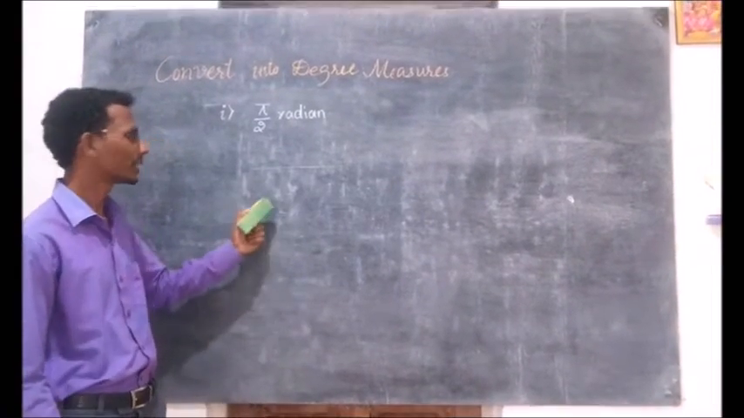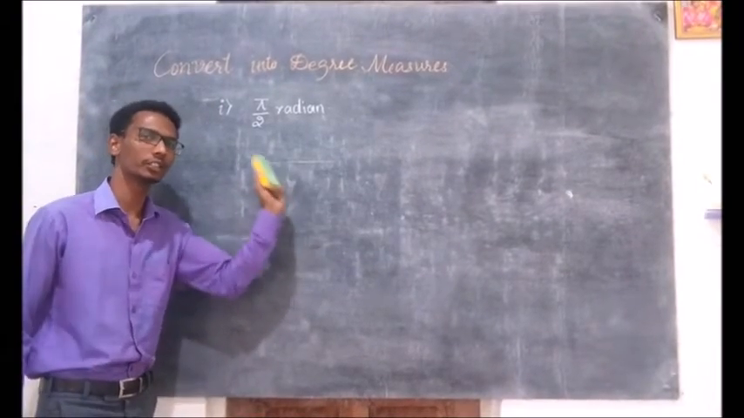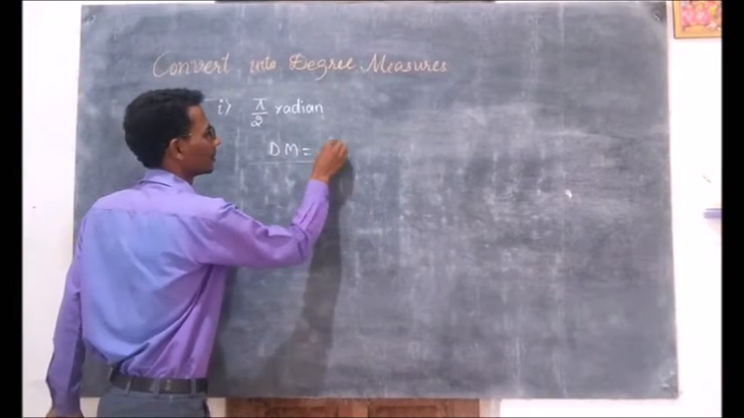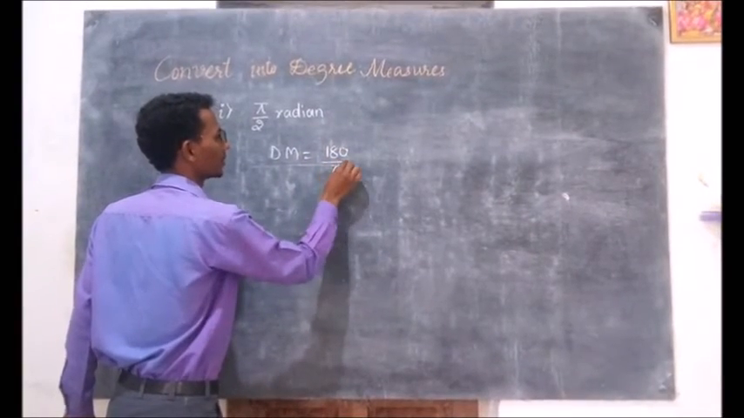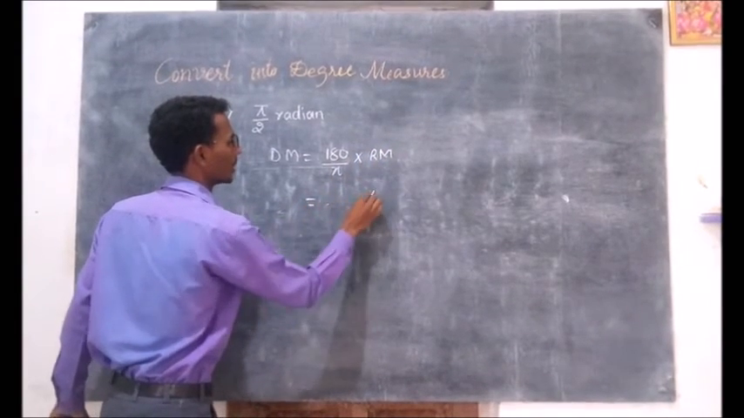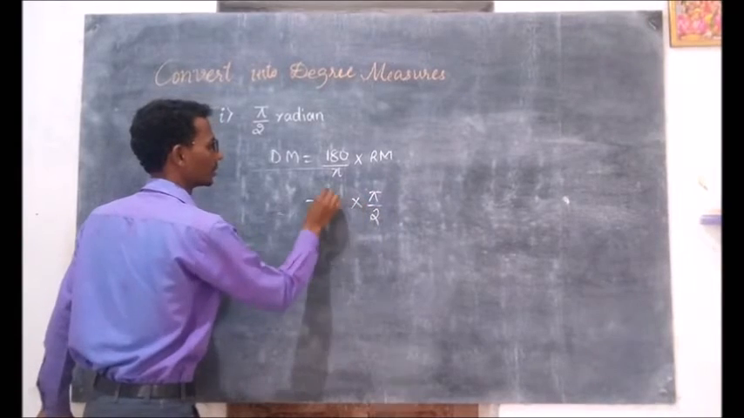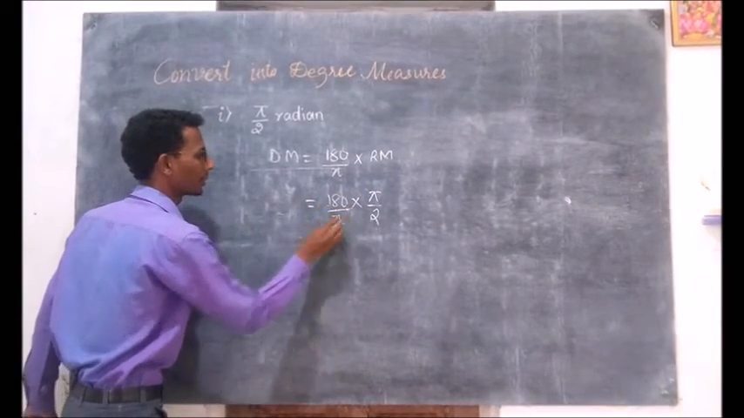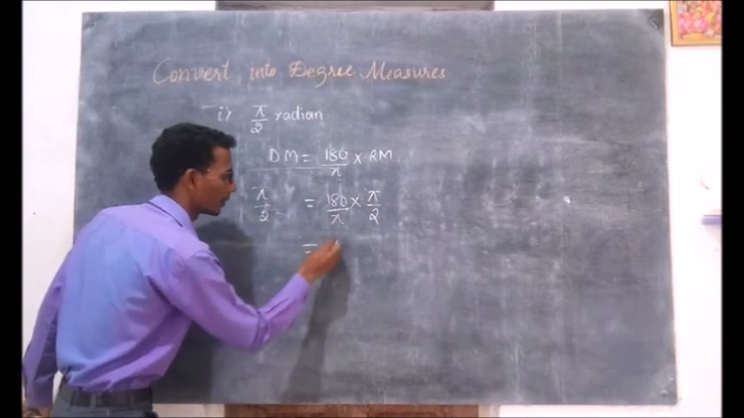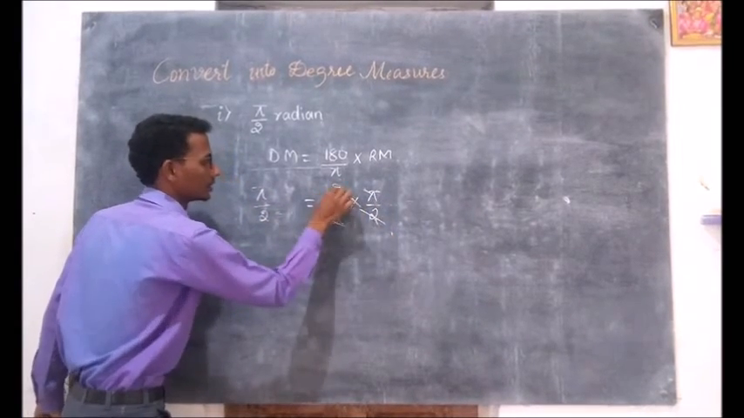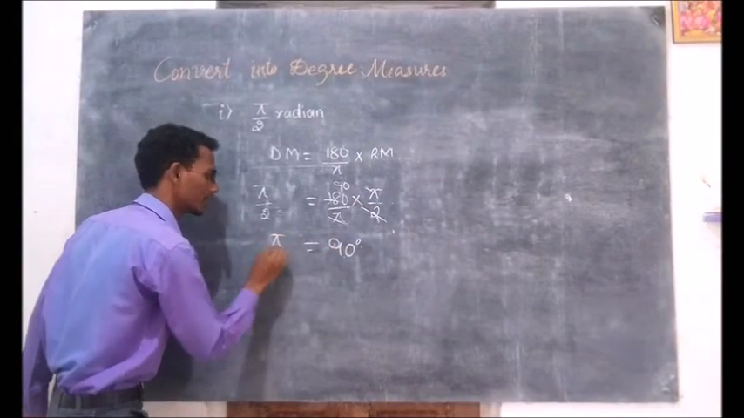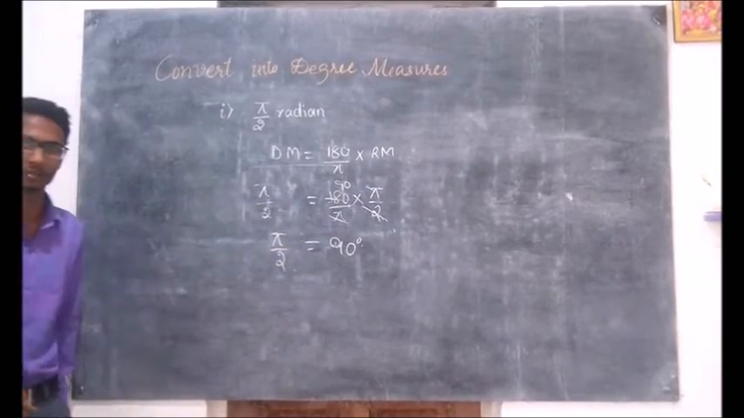When we have been given pi by 2 radians and want to convert this radian into degree measure, we use the formula: degree measure is obtained by multiplying the given radian measure with 180 by pi. So if we multiply pi by 2 radians with 180 by pi, you will get pi by 2 radians in the form of degree measure. That is 2 nines are 18, that is 90 degrees. Pi by 2 radians is equal to 90 degrees.